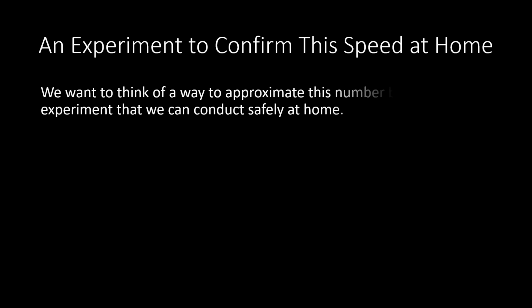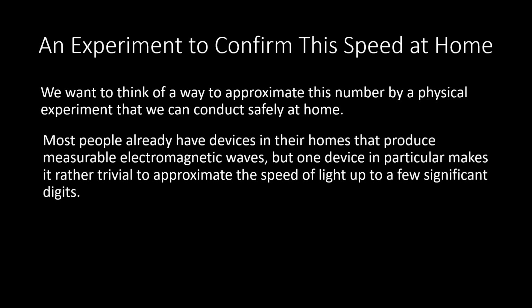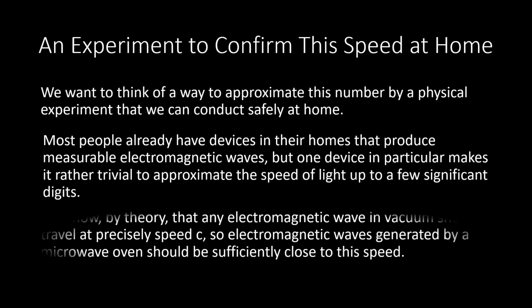We wanted to think of a way to approximate this number by a physical experiment that we can conduct safely at home. Most people already have devices in their homes that produce measurable electromagnetic waves, but one device in particular makes it rather trivial to approximate the speed of light up to a few significant digits. We know by theory that any electromagnetic wave in vacuum should travel at precisely speed c. So electromagnetic waves generated by a microwave oven should be sufficiently close to this speed.